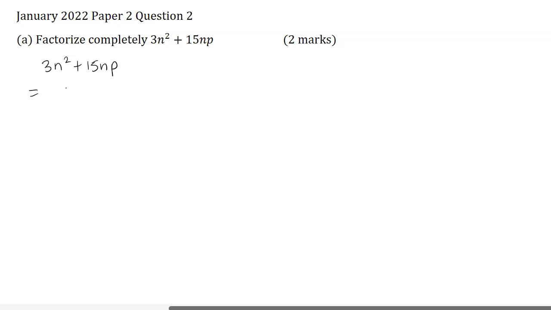Now, the HCF of these two terms here is 3n. 3 into 3 is 1, and n squared divided by n here is n. 1 by n is n, so we just leave it as that. 3 into 15 here is 5, and np divided by n is p.